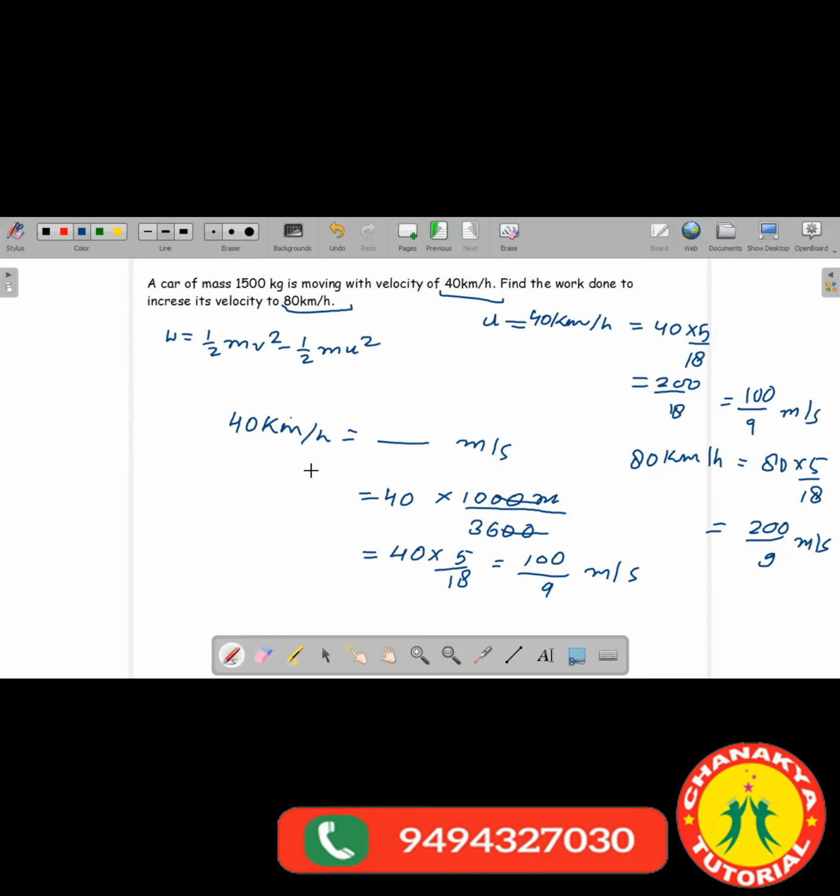You can find out the initial kinetic energy. So I hope now it's simple for you. Yes, you just need to put the values. Work done would be equal to 1 by 2 multiply mass 1500 multiply your v squared minus u squared. Put the values, solve and get the answer.